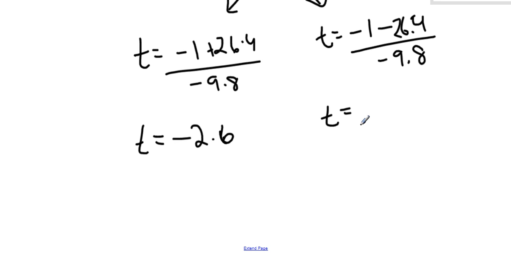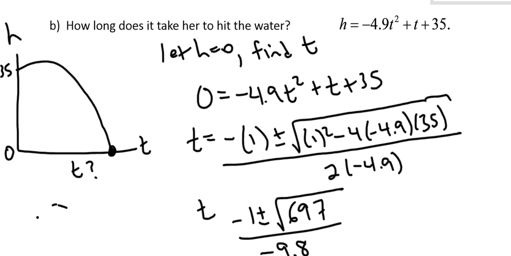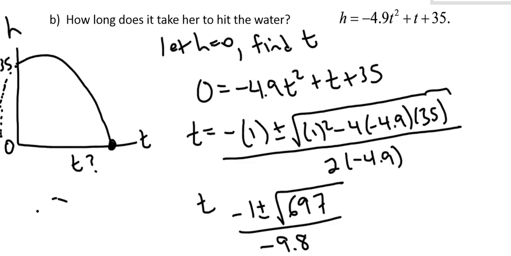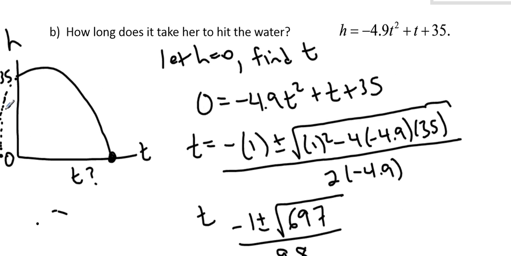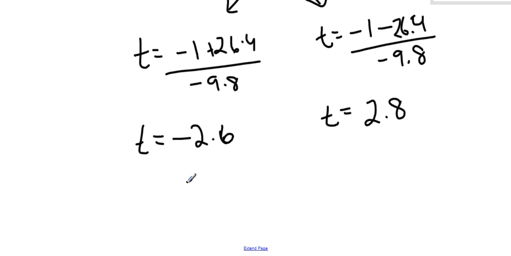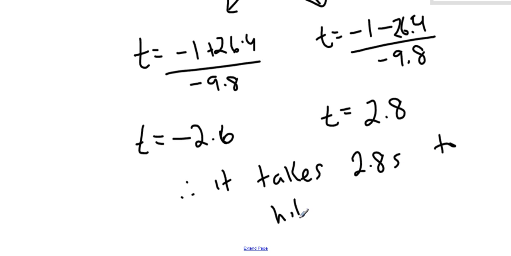How about 2.8? So again, thinking about the scenario, we have an imaginary answer over here somewhere in the non-real world side of negative 2.6, which is a root that doesn't exist in the real problem. So this root must be at 2.8. So therefore it takes 2.8 seconds to hit the water. Remember that water always has a height of 0, meaning it's at water level.